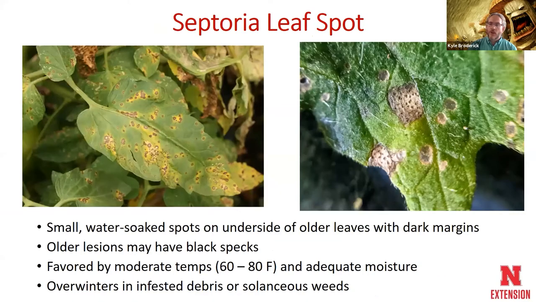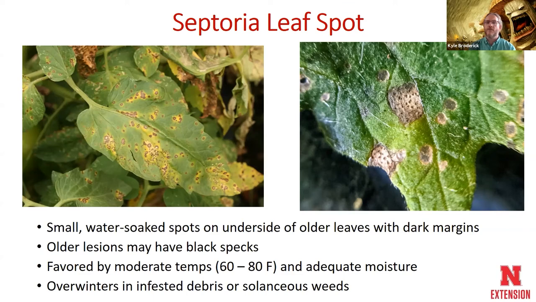Now, the last fungal foliar disease that I'm going to talk about is Septoria leaf spot. And aside from early blight, this is probably the most common disease of tomatoes that we see here in Nebraska. This one often starts with small water-soaked spots on the underside of the leaves that normally have a nice, dark, well-defined margin. That margin is typically brown, but it may even be blacker.